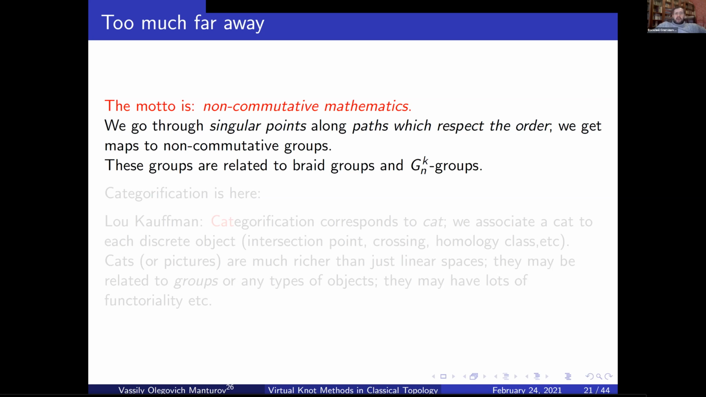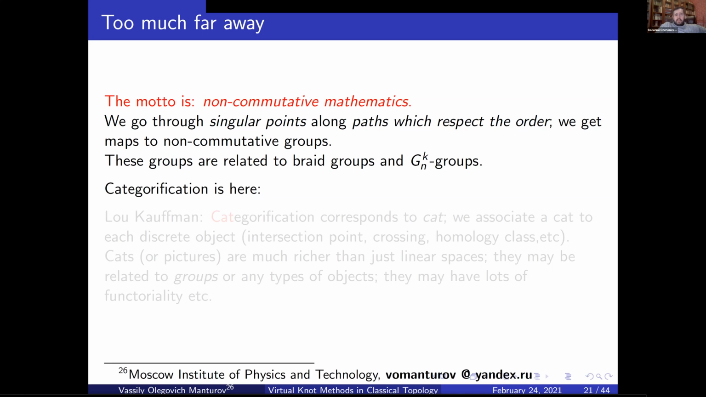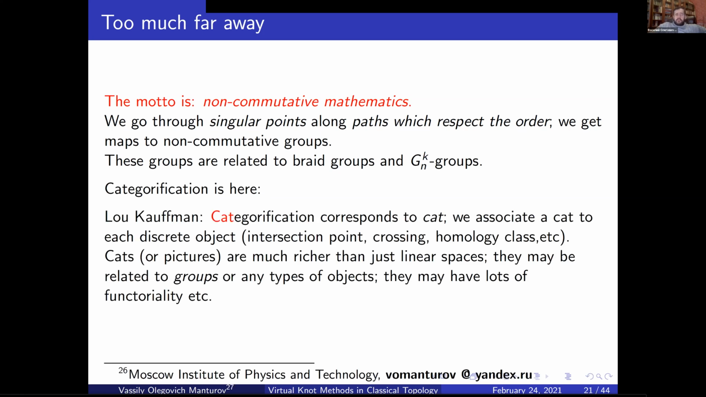And actually, this can give rise to some things in groups. And this has a lot to do with G_n^k groups, braid groups, which I don't have enough time to talk about. And here we can get some things like categorification. And there was a famous joke due to Louis Kauffman when he saw my picture. He said that categorification corresponds to cats.